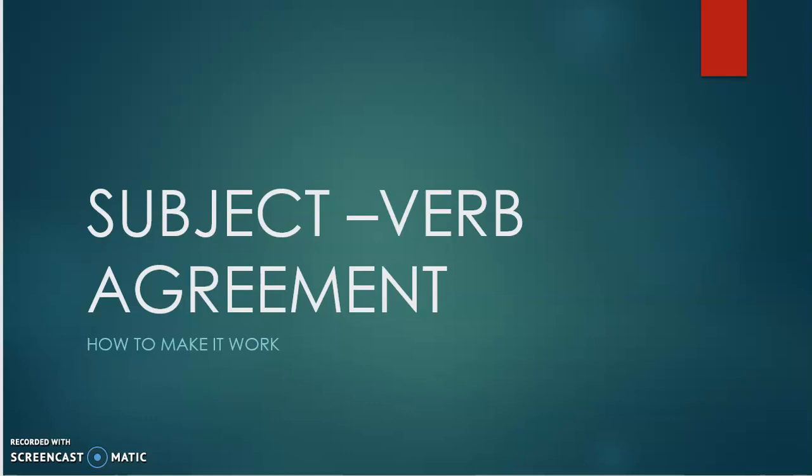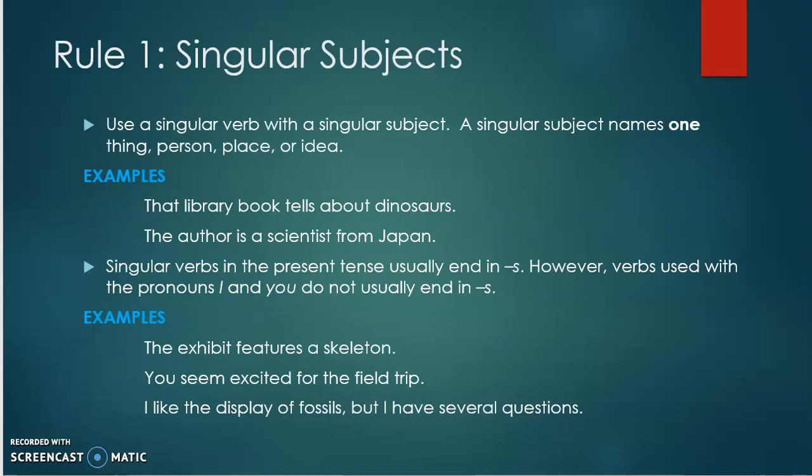I'm going to be talking to you about subject-verb agreement, and I'm going to give you examples of what she was saying in the last video. So think of it as rule 1, 2, and 3. Rule 1: if you have a singular subject, you need to have a singular verb.